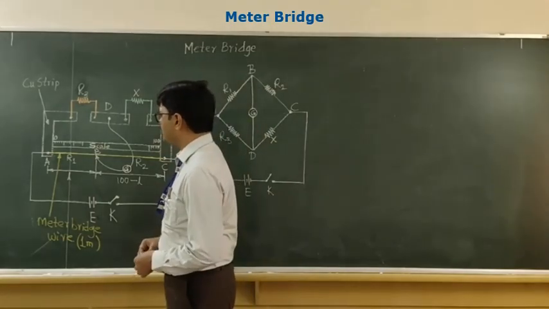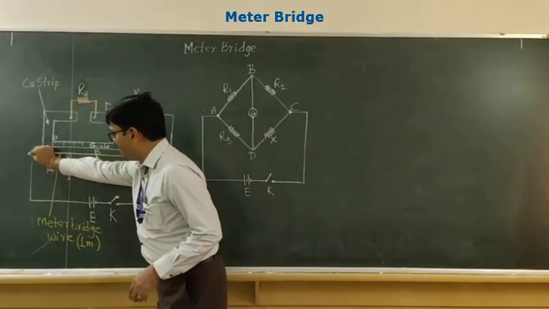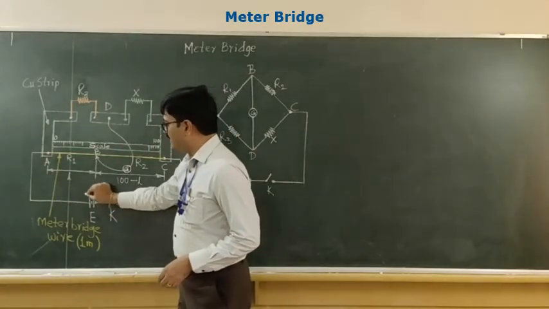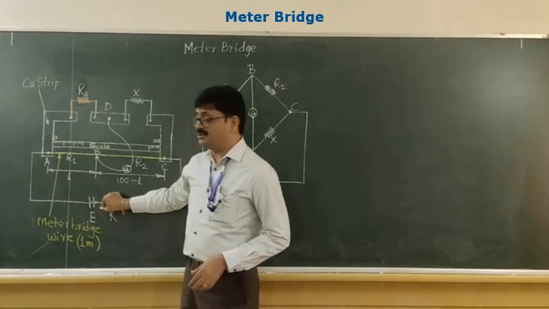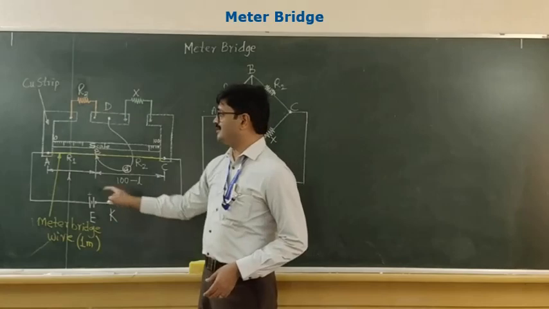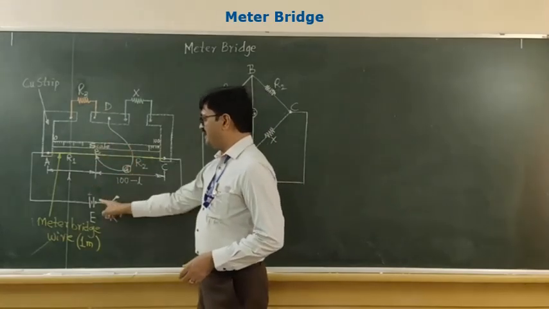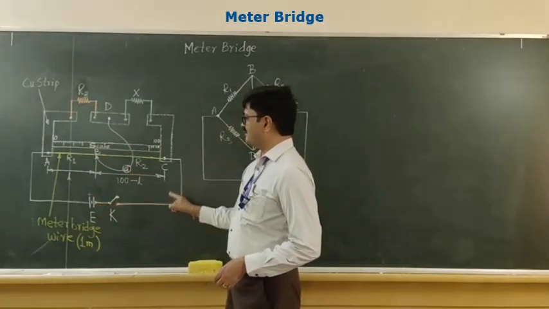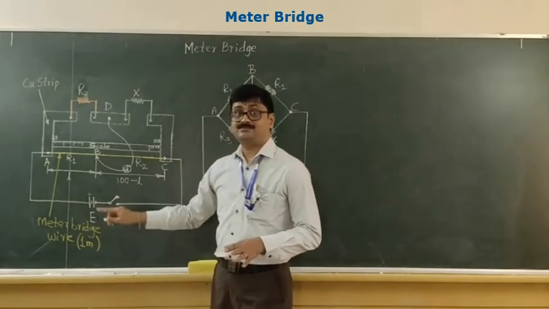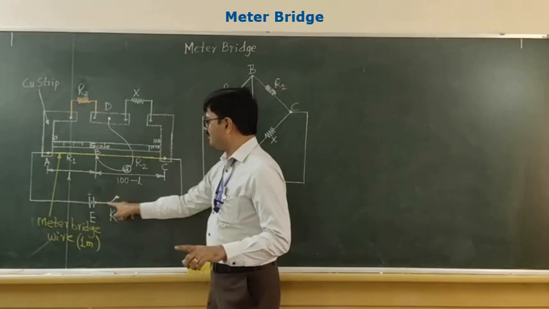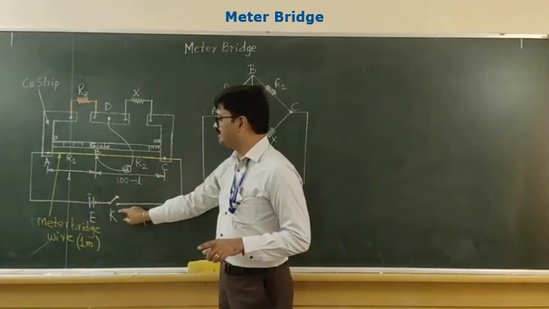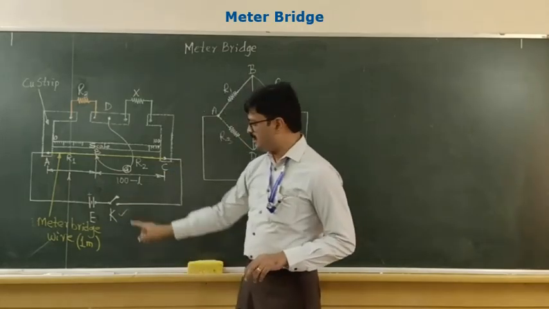And here we have end A of the meter bridge wire being connected to a battery of EMF capital E, so that the positive terminal of the battery is connected to end A, and the negative terminal of the battery is connected to C through a key K. So the negative terminal is connected to end C of the meter bridge wire through key K, as you can notice here.